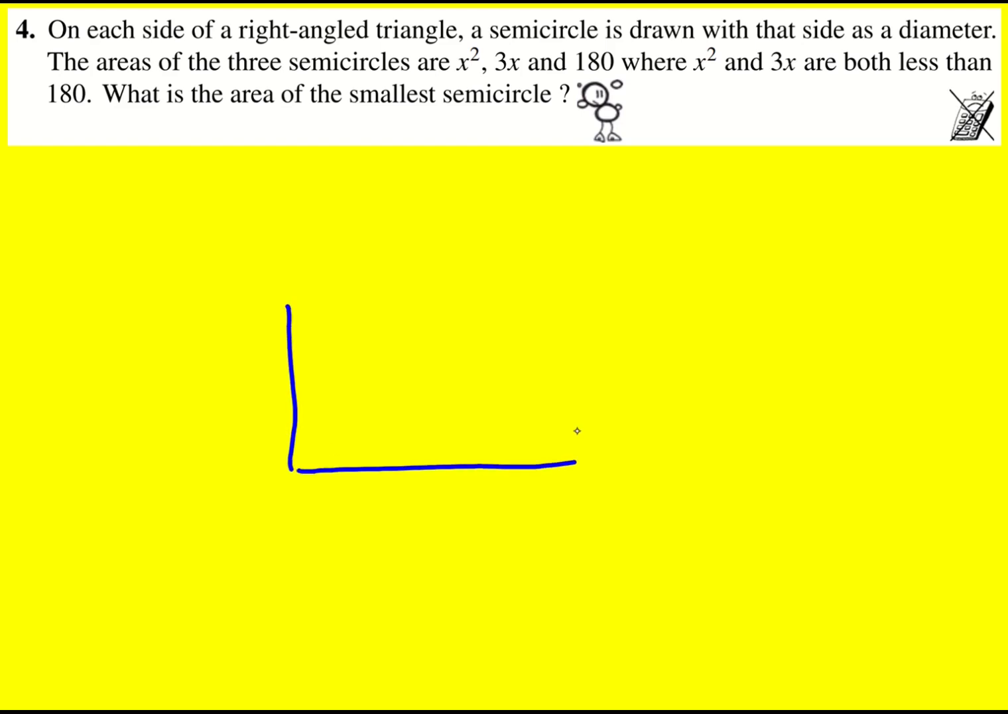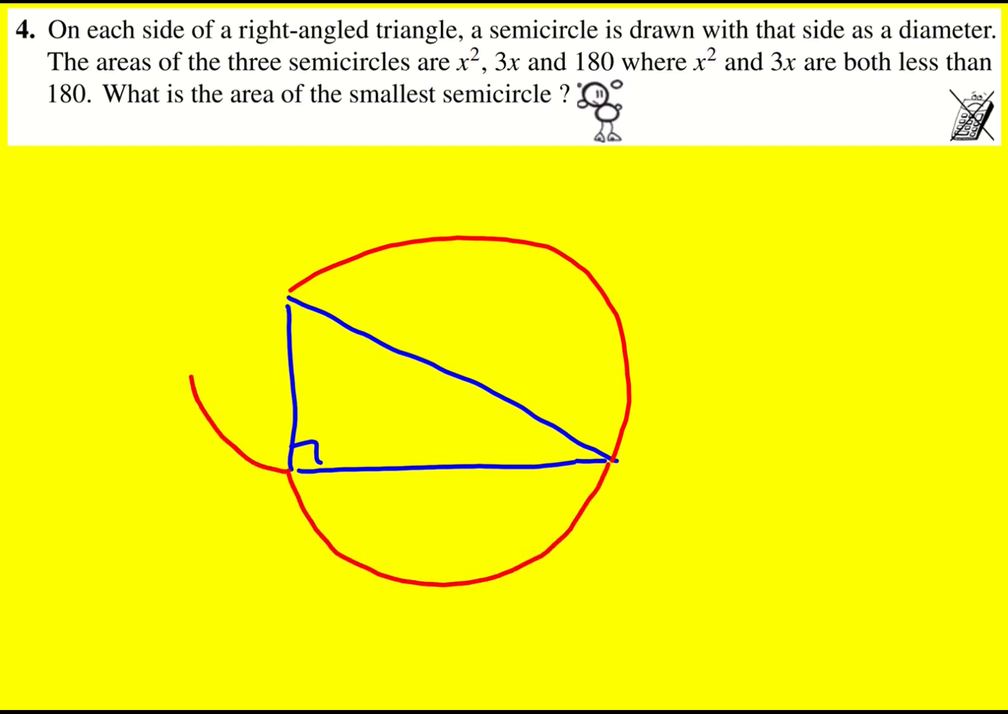We have a right angle triangle, and on each side, a semicircle is drawn with that side as the diameter. The areas of the three semicircles are x squared, 3x, and 180, where x squared and 3x are both less, which means that this area is going to be 180, and I can call this one x squared and this one 3x. It doesn't really matter which is which, but it's important that that one's 180. We're then asked, what is the area of the smallest semicircle?